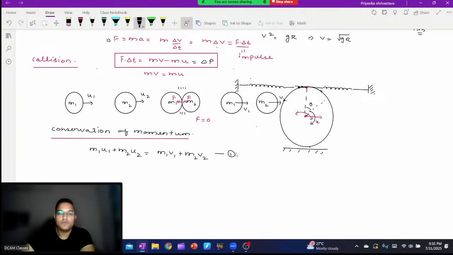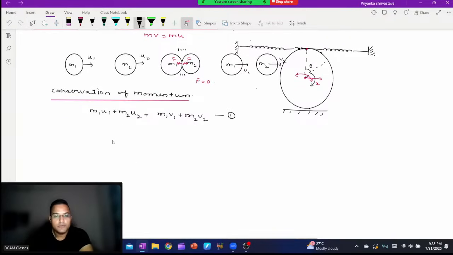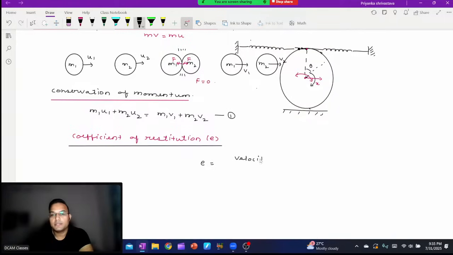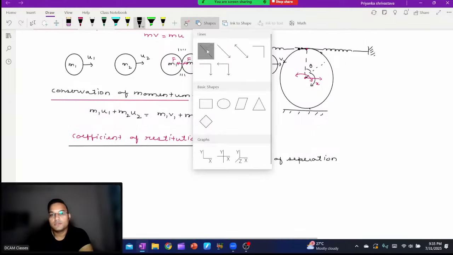But during the collision, you have to remember one more thing. There is one more thing called the coefficient of restitution. It's represented by e. It's only present when there is a collision. And how is it defined? Coefficient of restitution e is equal to velocity of separation by velocity of approach.